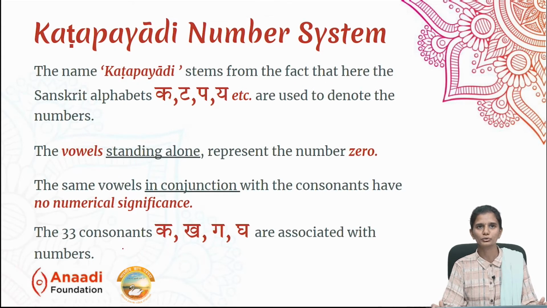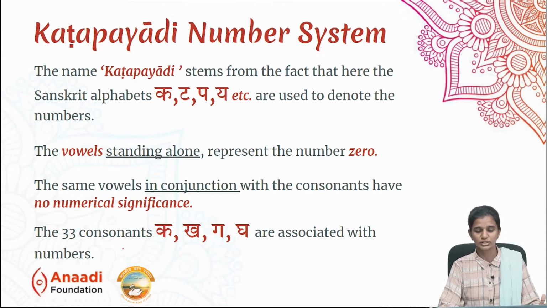Now we move on to the Katapayadi number system. The name Katapayadi stems from the fact that here the Sanskrit alphabets Ka, Ta, Pa, Ya, etc. are used to denote the numbers. So the rules of the Katapayadi number system are as follows. In this system, the vowels standing alone represent the value 0.